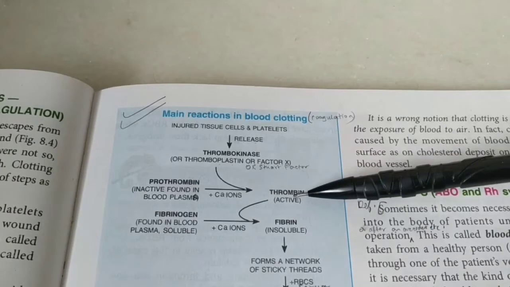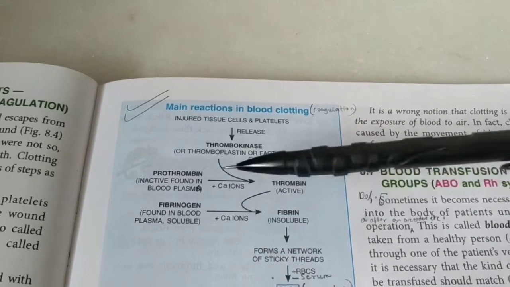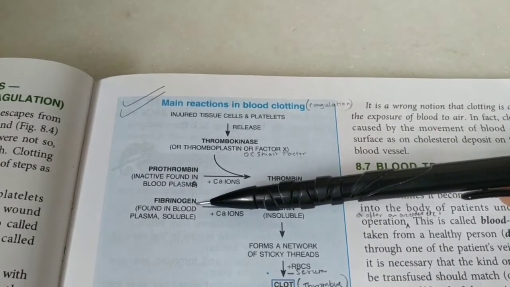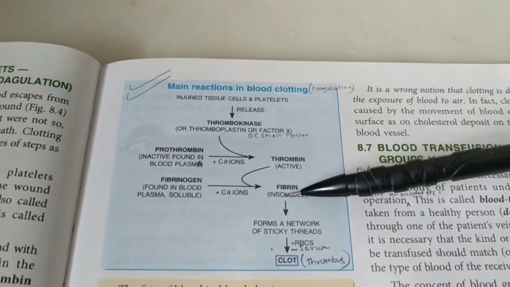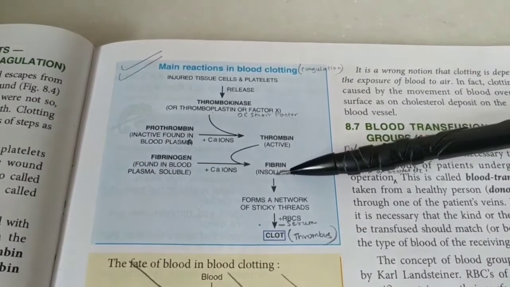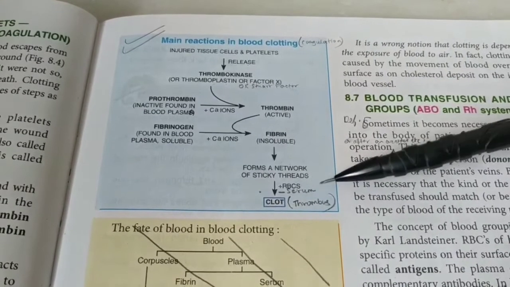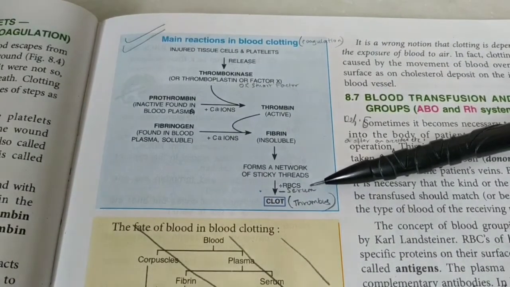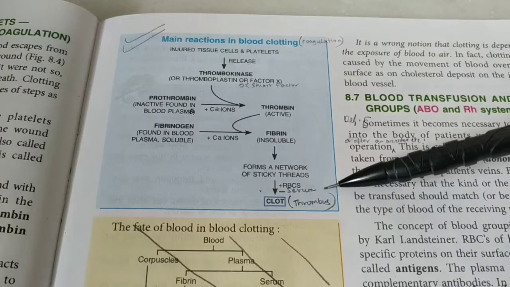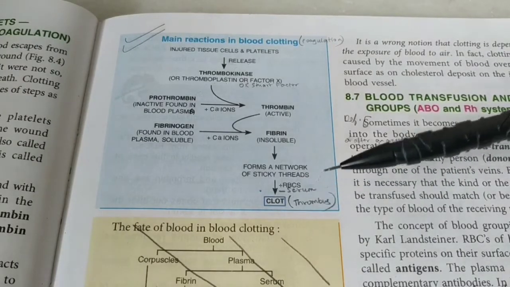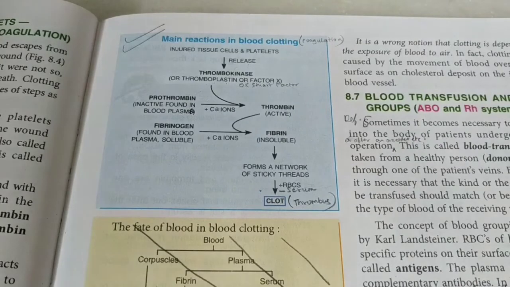This thrombin, again with the help of calcium ions, will convert the fibrinogen into fibrin. The fibrinogen was soluble in blood, but now fibrin is insoluble, so they form fibers. And the network of sticky fibers will trap the RBCs. The serum will be removed out of it. If you remember, serum is nothing but the blood plasma without the fibrinogen. And what is left is a solid substance called the blood clot, also called thrombus. In dengue fever, viral dengue fever, the number of platelets falls, and that is quite dangerous.